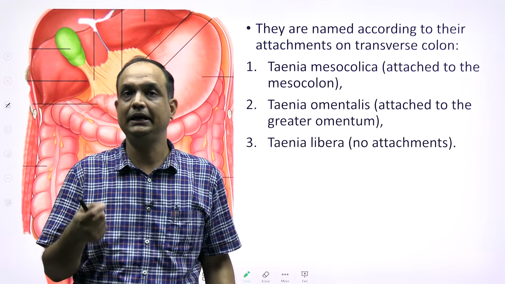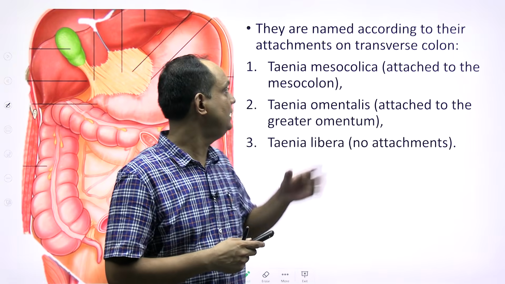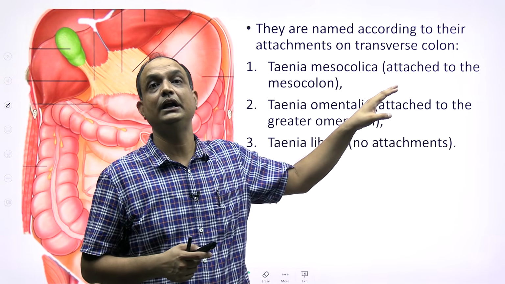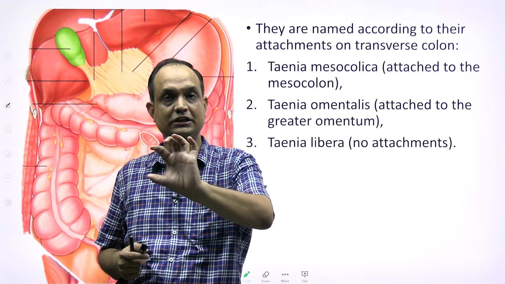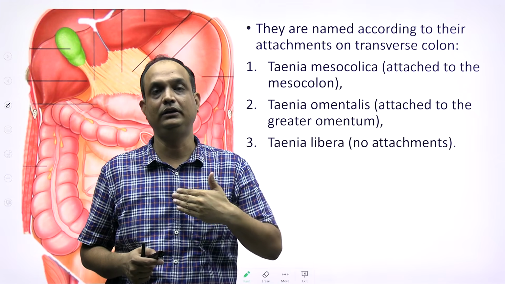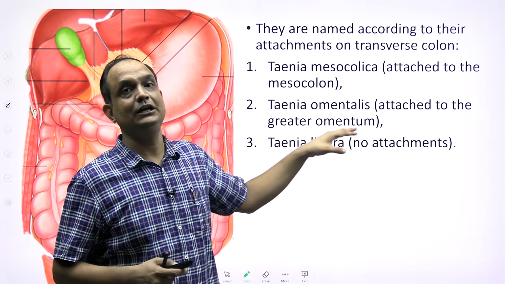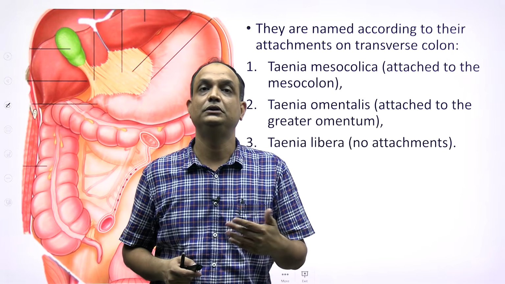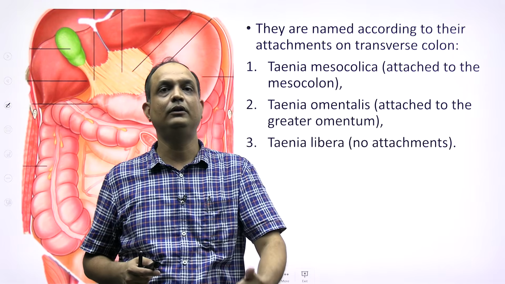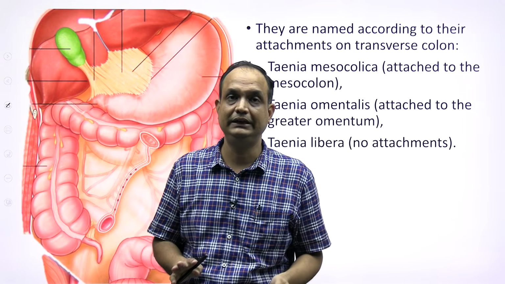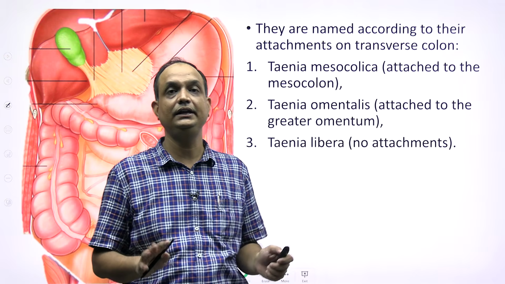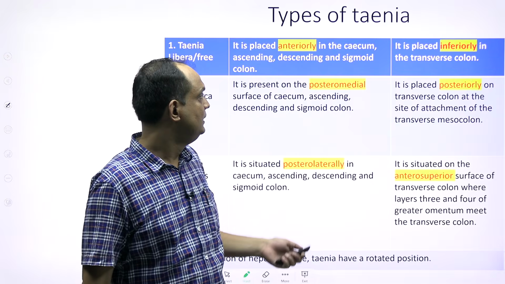So what are the names? Again I am repeating: the Teniae mesocolica, which provides attachment to the mesocolon on the transverse colonic side, not on the body. Second is the Teniae omentalis, which provides attachment to the greater omentum, which is coming from above and going downward. And third is the Teniae which is free, which does not have any attachment, known as the free Teniae or Teniae libera.